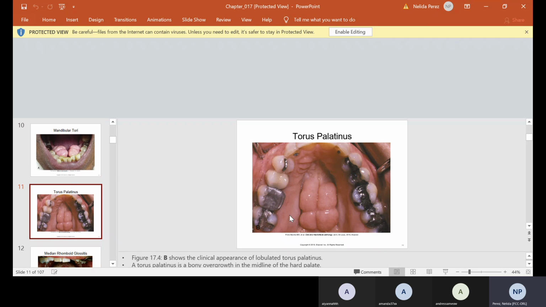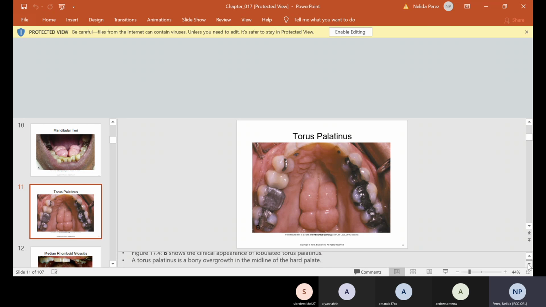Here's one on the palate. So right here on the top of the palate, okay, there's another bony overgrowth. So people get them in different places. Some people, the most common ones I usually see are on the lowers, but there are also, again, as I mentioned, on the top.